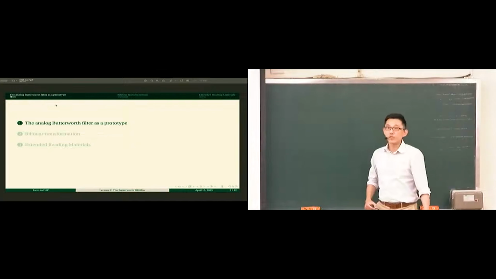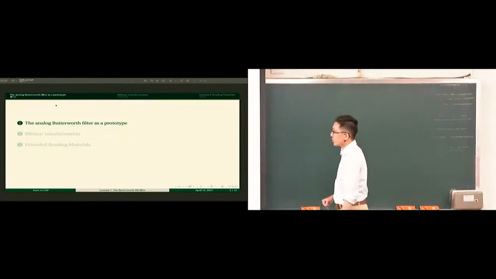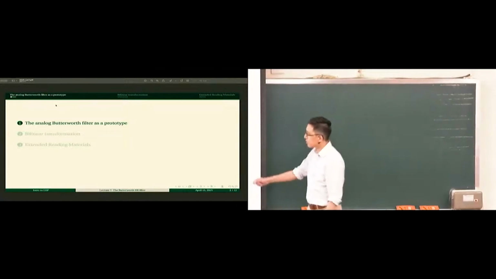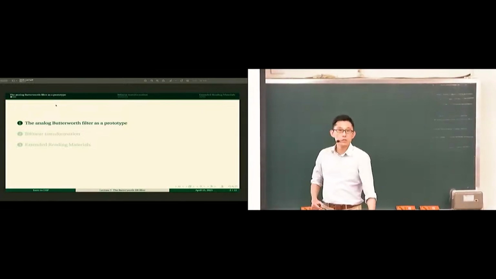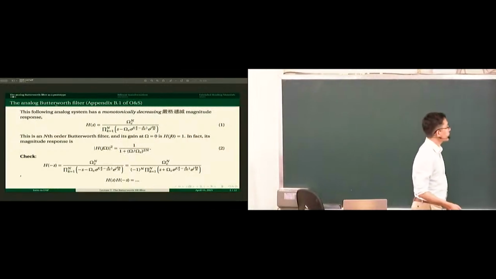So from the S domain to the Z domain, the bilinear transformation is a mapping from the Laplace S domain to the Z domain. That's the transformation we're going to be using. It's called the bilinear transformation. Near the end of this lecture, I will provide some extended reading materials. So that's today's outline. Now let's start.